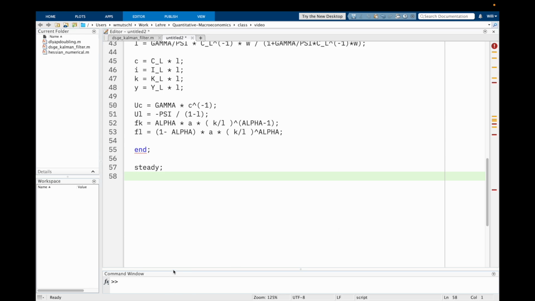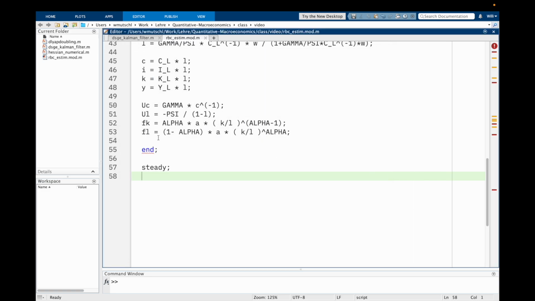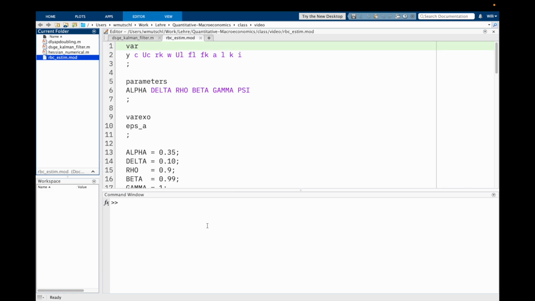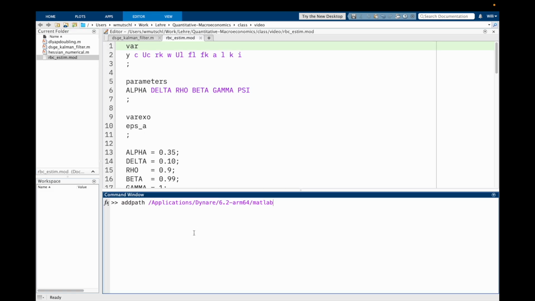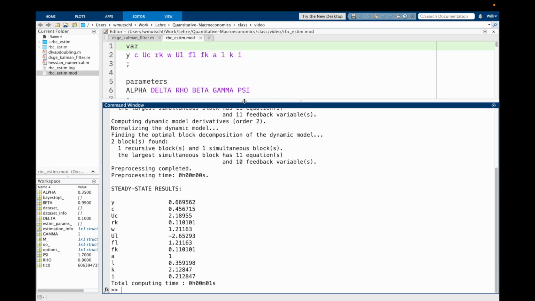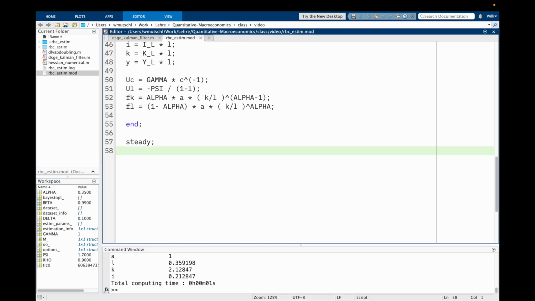And then let me save that and call this RBC for estimation.mod. MATLAB doesn't like me saving MOD files. Then let's do it like this. And let's run Dynare 6.2, add the MATLAB folder, Dynare RBC. Let's see whether all is well. Yep, I can compute the steady state, no errors. Really good. So let's use this model and simulate data.